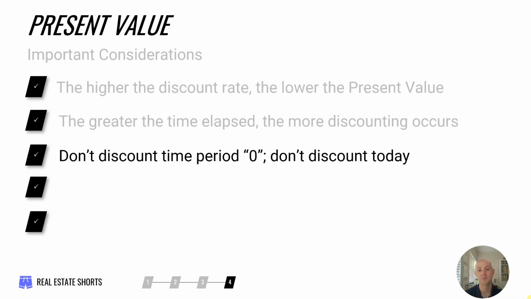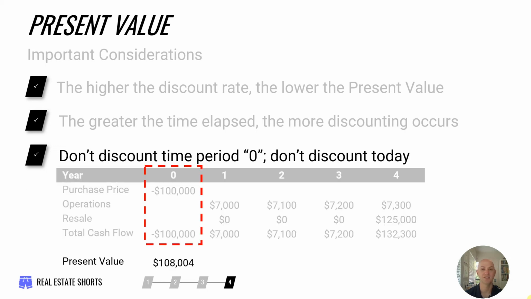I'd also ask you to keep in mind that you should not discount time period 0. Remember, the definition is the present value of future cash flows. Time period 0 is today, it's this very second. So in this example, if we had this very same stream of cash flows, but I introduced time period 0 as the day that you actually purchased the property, there's no risk there. There's no risk in the present. You know exactly what right now is in terms of expectation or risk or uncertainty. So because of that, we don't discount time period 0. We only discount future cash flows, everything after time period 0.